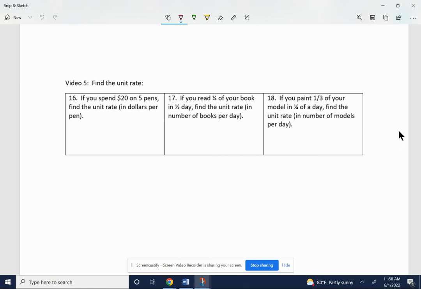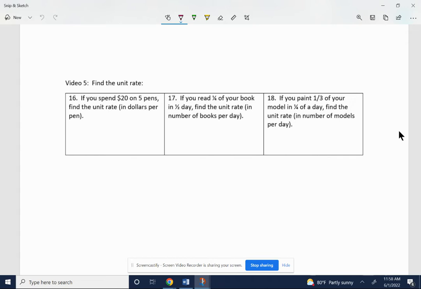Okay, this set of problems is over finding the unit rate. Unit rate, well, the word unit means one. So, for example, the first problem: if you spend $20 on 5 pens and you want to know the unit rate, you want to know the number of dollars that you would spend for one. Okay, unit means one.